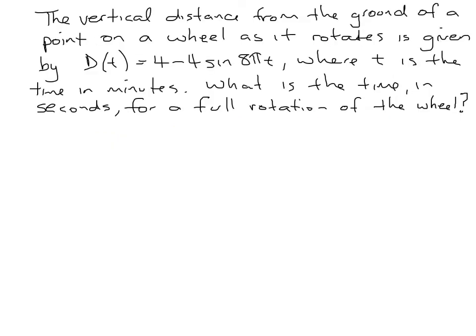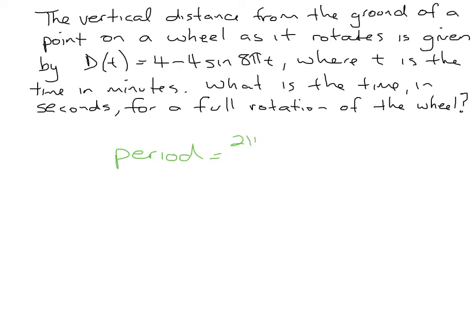The vertical distance from the ground of a point on a wheel as it rotates is given by the equation d of t is equal to 4 take away 4 sine 8 pi t, where t is the time in minutes. What is the time in seconds for a full rotation of the wheel? So for a full rotation of the wheel, we're looking for the period.